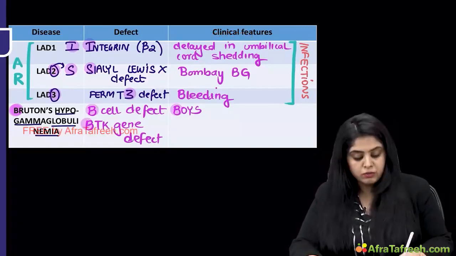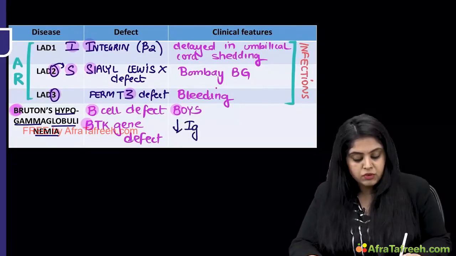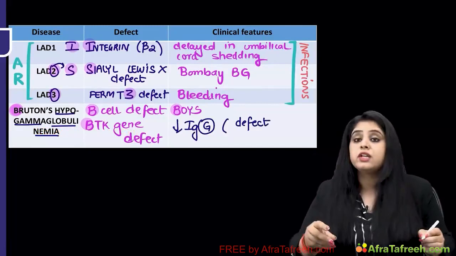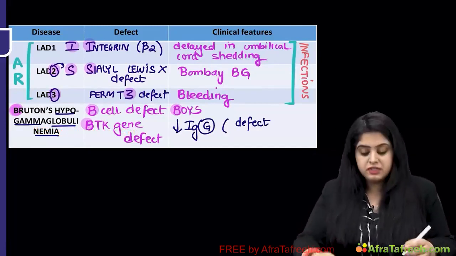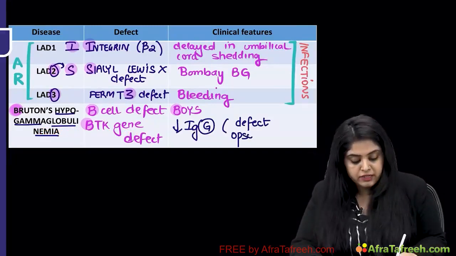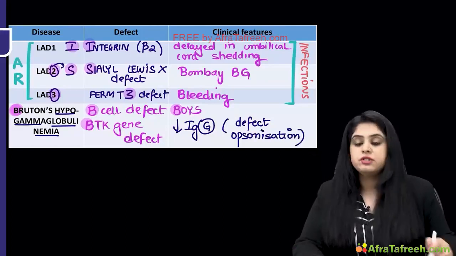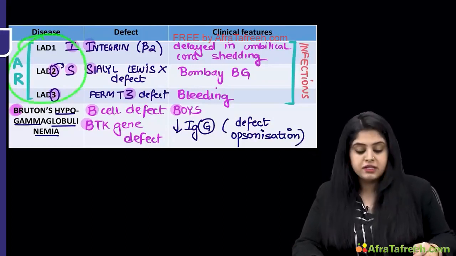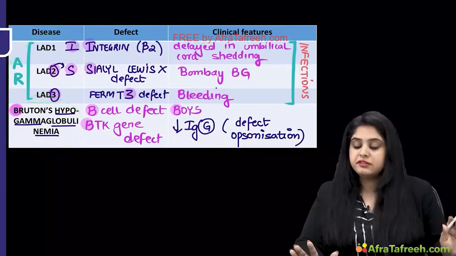Now what is the next word? Hypogammaglobulinemia. There is a decrease in immunoglobulin, especially IgG. Guys, IgG was most important. It was the opsonin. If IgG is not there, there is going to be defective opsonization. Very important. So remember, LAD is done for all of us, and Bruton's disease, BBB, is done for all of us.